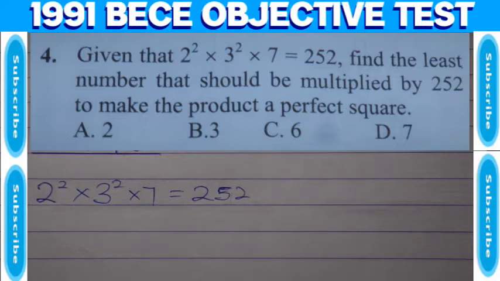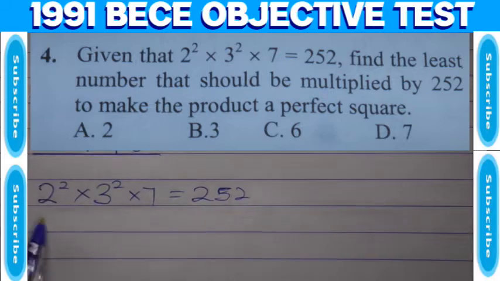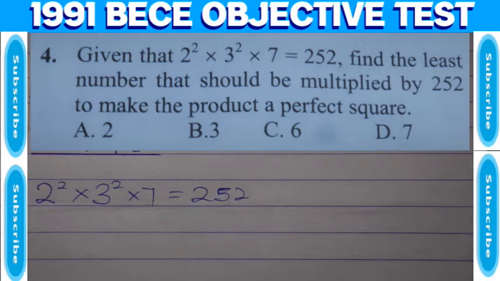And what does a perfect square mean? It means that that product that you are going to obtain, when you find its square root, it must give you a whole number. Do we get it? They want you to find another number that when you multiply it by this particular product, it will give you a product that when you find its square root, the answer will be a whole number. And that's basically what a perfect square means. So let's move on and take a look at that.